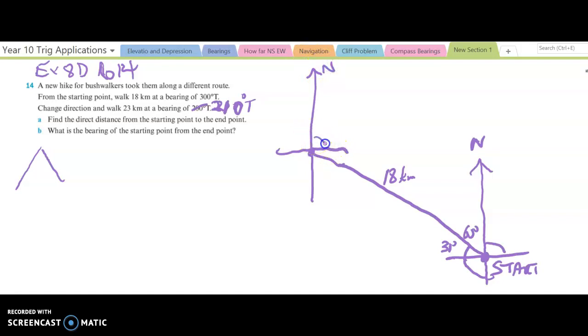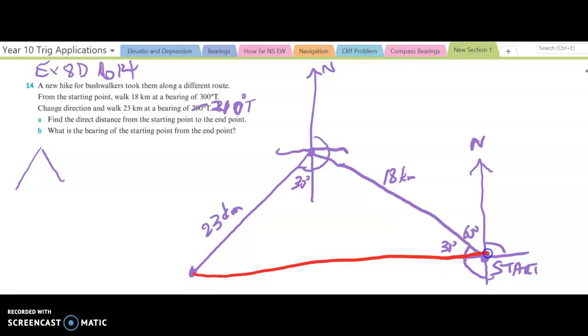So I've got to go all the way through 180. Okay, that's an interesting angle. And we've got to go another 30 degrees. We're going not to 200, but 210. And we go for 23 kilometers. Clearly, the question is asking you, how far is it to head back to our starting point? Obviously, you can see a triangle.